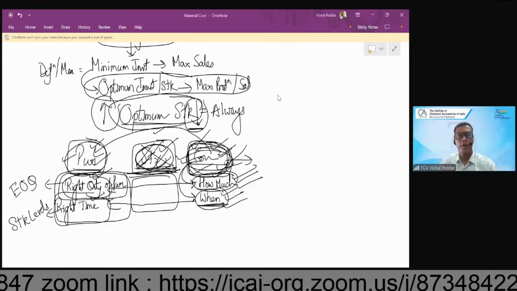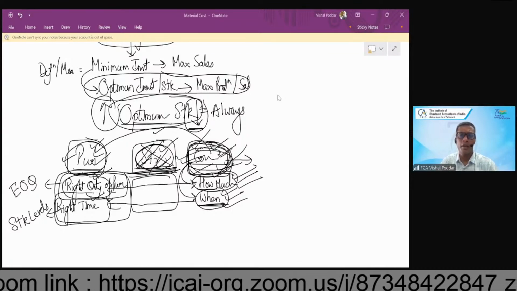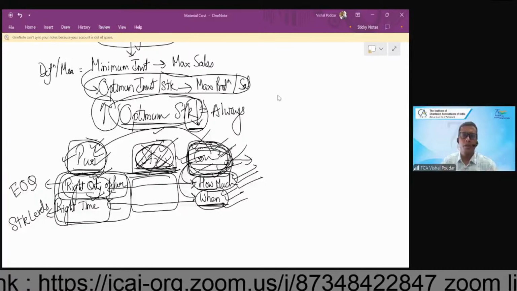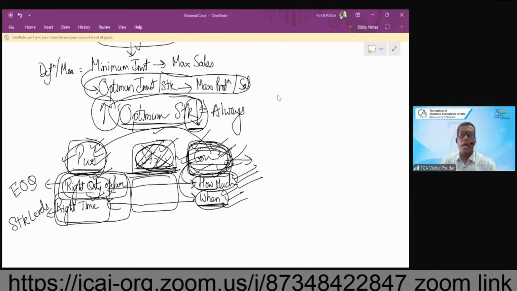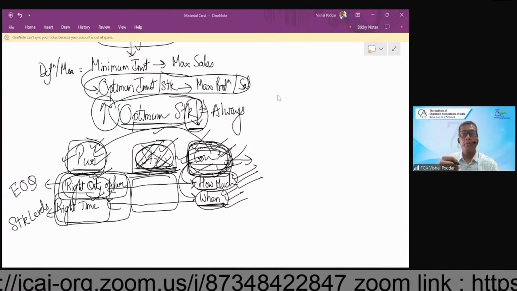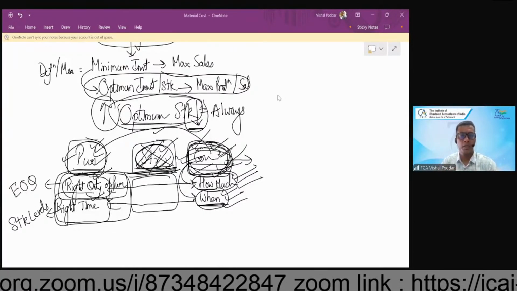Sir, material and inventory are different words. Yes, but many times they are used interchangeably. See, in every language, there are certain words which may have multiple meanings and they may be used interchangeably. So generally, material and inventory are different. Inventory always means the stock. But many times in general usage, for referring to material also, we say inventory.